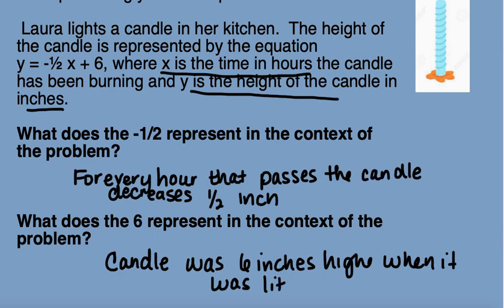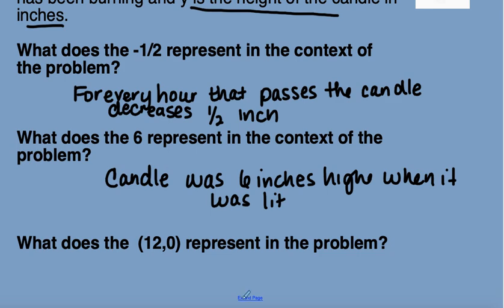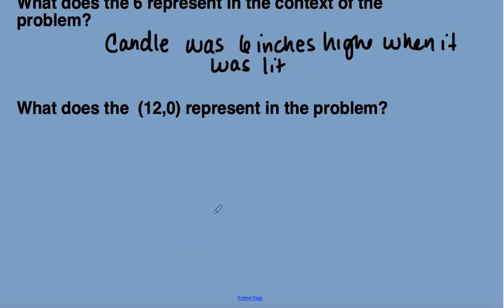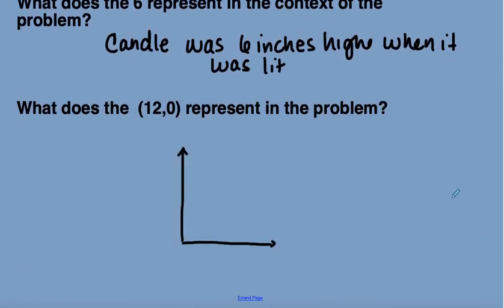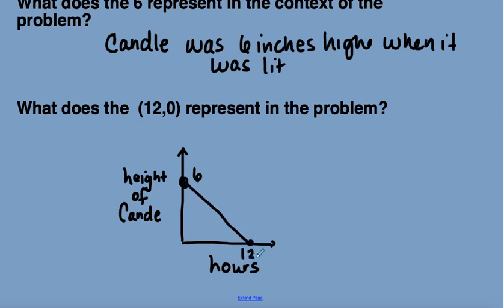All right, so now it asks us, what does 12,0 represent in the context of the problem? So I'm going to draw that. Okay, so I'm drawing quadrant 1 because this is a real life example which makes sense for it to be in that form. X is hours. Y is height of the candle. I'm going to label. So I started up here at 6 inches, right? I went down 1/2 inch per hour until I got to here, 12,0. So 12,0 is when the candle has burnt out.